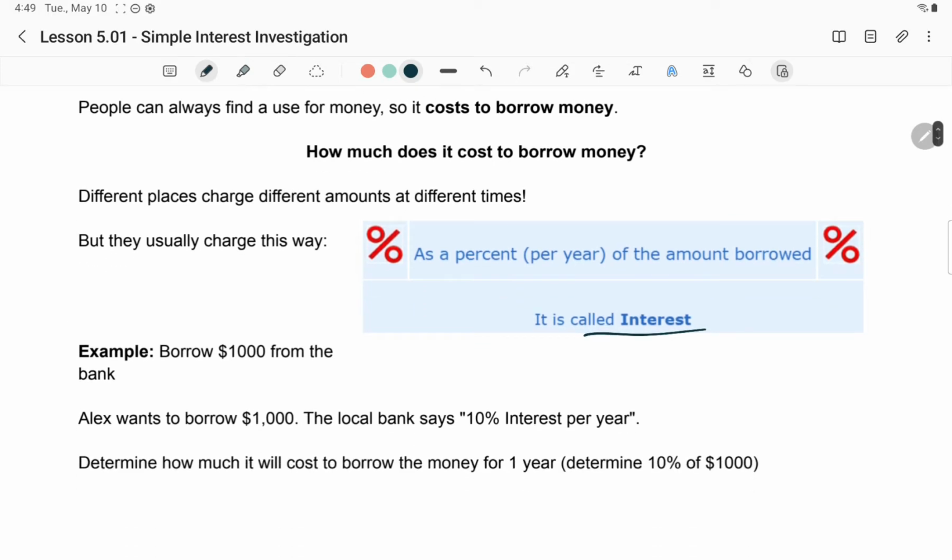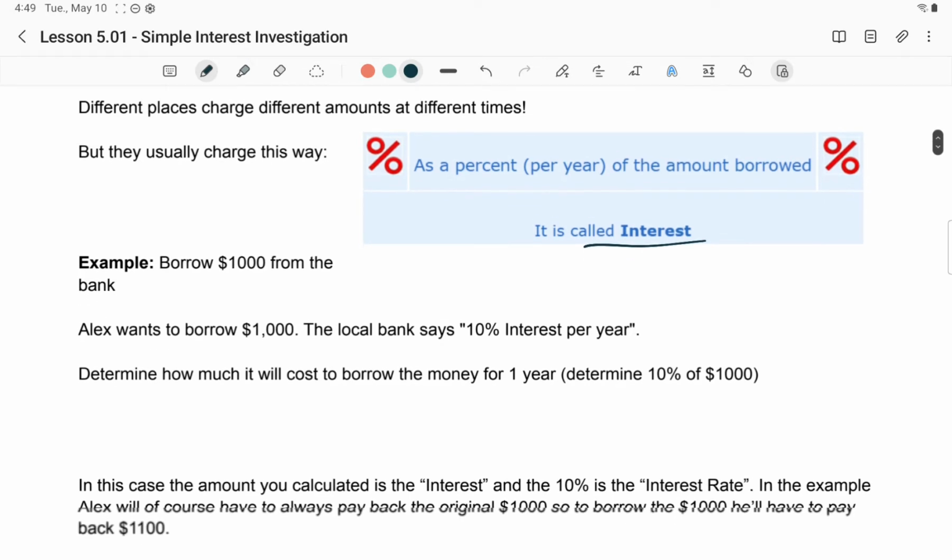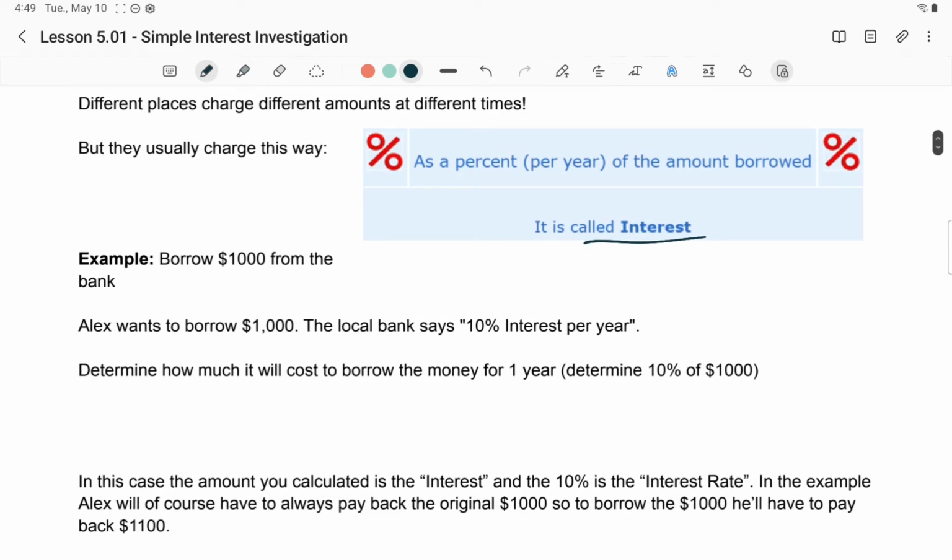So let's say you borrow $1,000 from the bank. Let's say Alex, he's wanting to borrow $1,000. And the bank says, okay, we'll do that if you give us 10% interest every year. So how much would it actually cost him to borrow that money for 1 year? So what we want to do is determine 10% of 1,000.